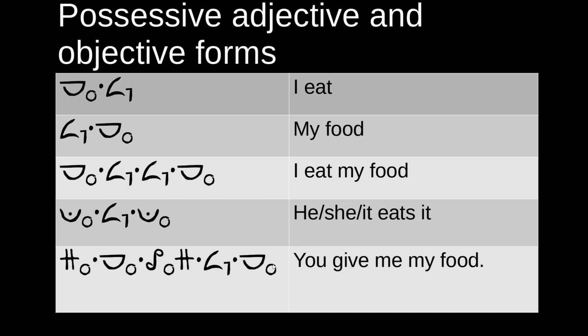Alright, so possessive, adjective, and objective forms. I eat is weta. Here, we is signifying I because it comes at the beginning. But if I put it after ta we, this means my. It means this belongs to me.